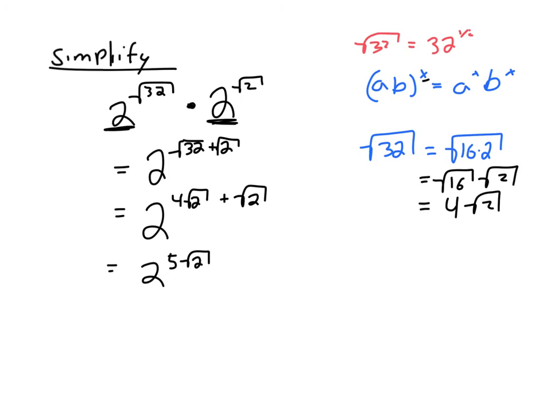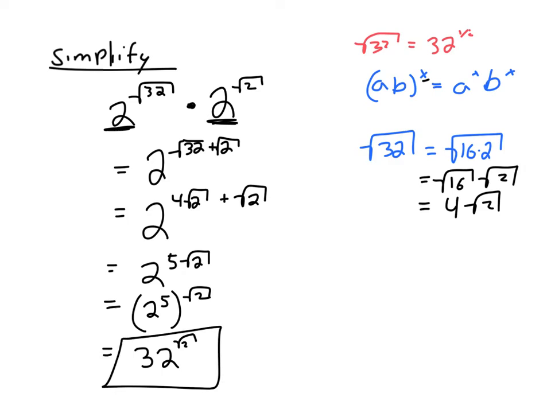Okay, so now I can write this as 2 to the power 5 square root of 2. Alright, 2 to the 5th is 32, so this is 32 to the power square root of 2. That is as far as I can simplify this.